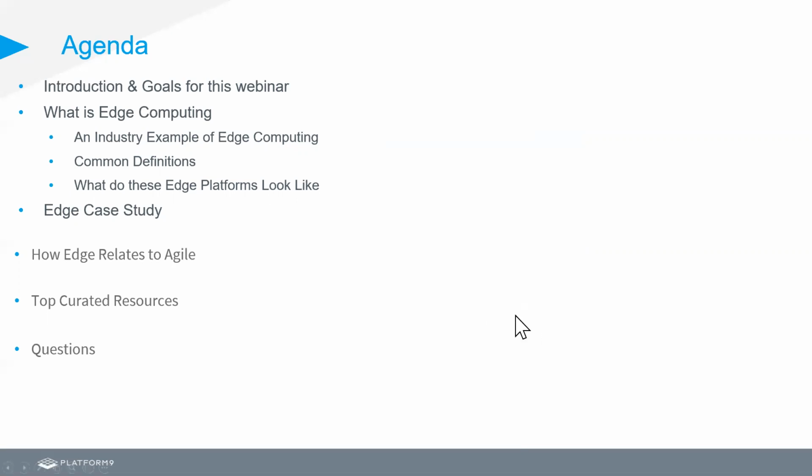Let me just say that they're a global Fortune 50 retailer, and for confidentiality purposes, I'm unable to put their names in the slide. We'll talk about what edge means in their context and what the life cycle of a solution based on containers, Docker, and Kubernetes looks like when deployed in the edge scenario. And then Ravi and I will have some dialogue about how edge relates to Agile.